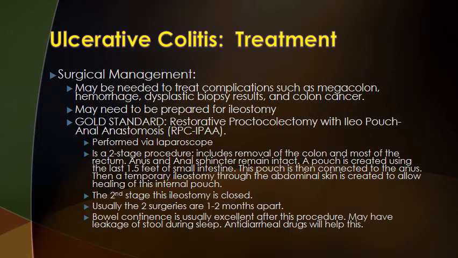It is a 2-stage procedure. The first stage includes removal of the colon and most of the rectum. The anus and anal sphincter remain intact, so those are kept in place. A pouch is created using the last 1.5 feet of the small intestine. This pouch is then connected to the anus. Then, to allow that to heal, a temporary ileostomy through the abdominal skin is created to allow healing of that internal pouch.